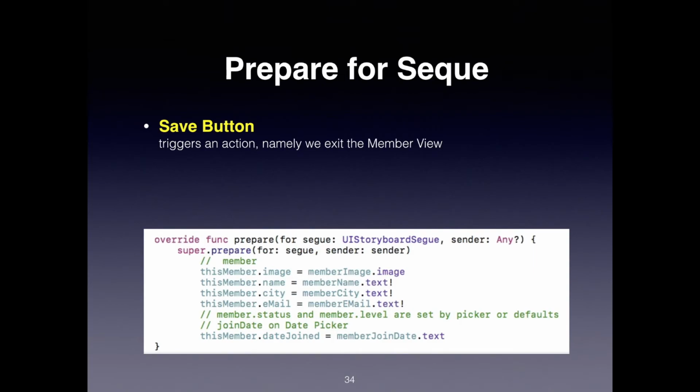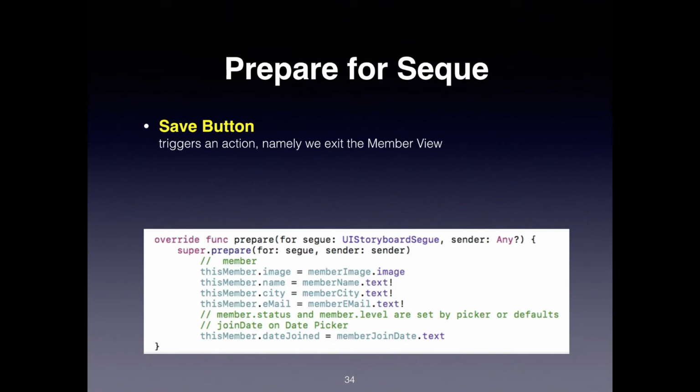Namely, the image is just this member.image. The member name is this member.name, and so on. The date joined is in the date field, and it's just the text. The actual information for member level and member status, we've already stored when we set it. So we already stored it in this member. We can take a look at that if you want. But basically, we've already done that.